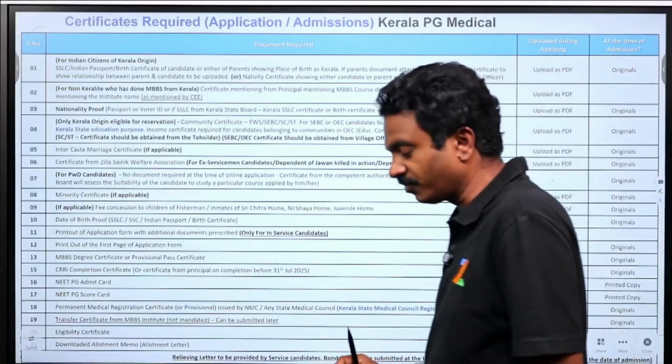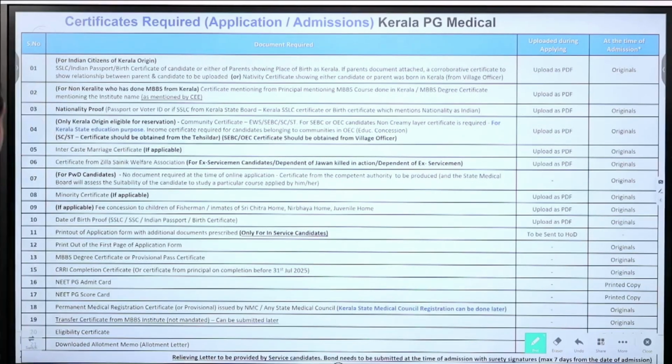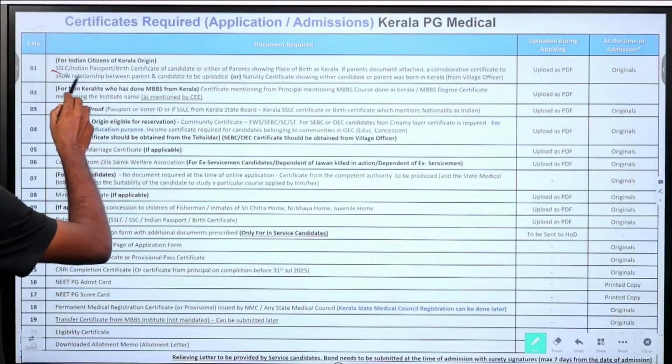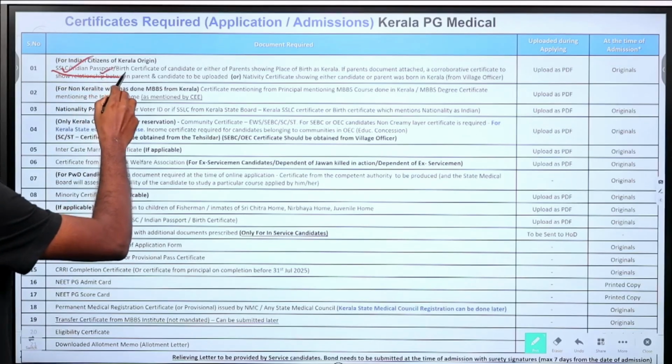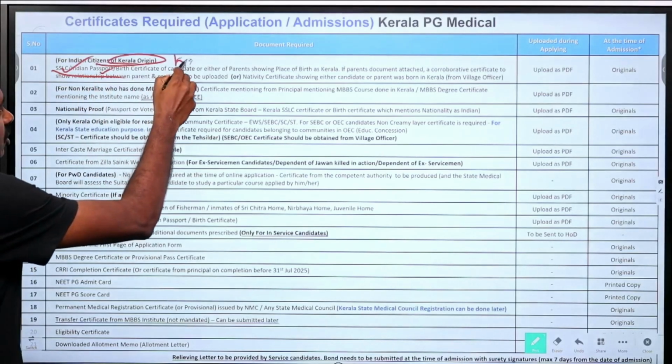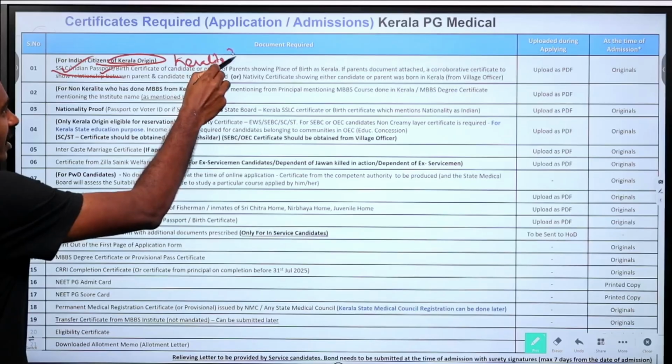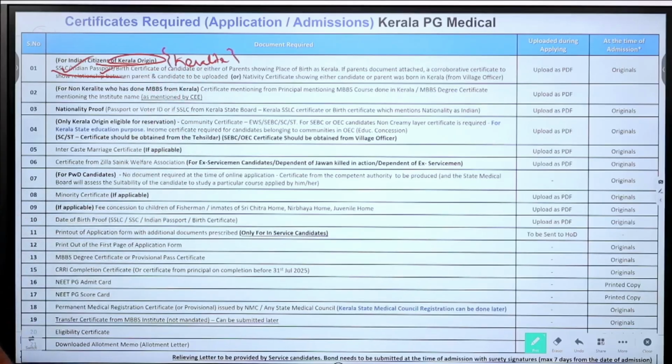This is the whole list of documents that are required. If it is not clear, you can still call us. We will send you this across if you are a subscriber. SSLC for Indian citizens of Kerala origin: to prove that you are a Keralite or of Kerala origin, the requirement is that you should have been born in Kerala or your parents should have been born in Kerala.